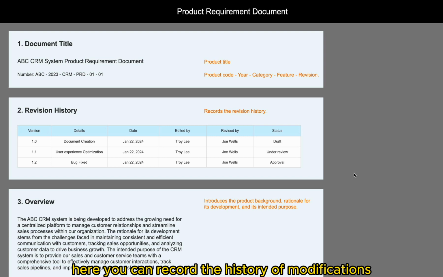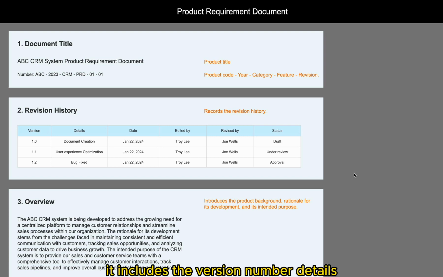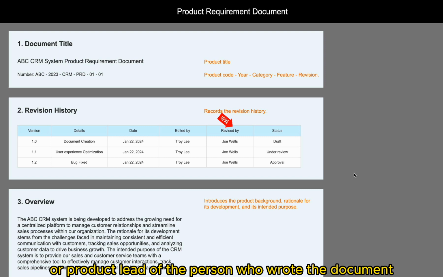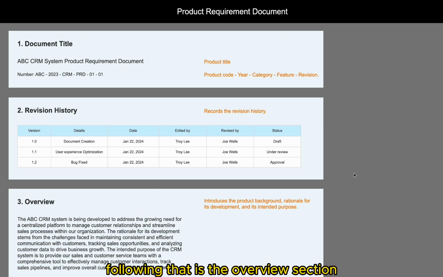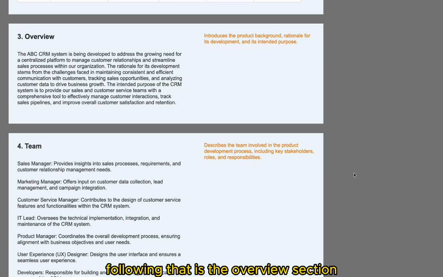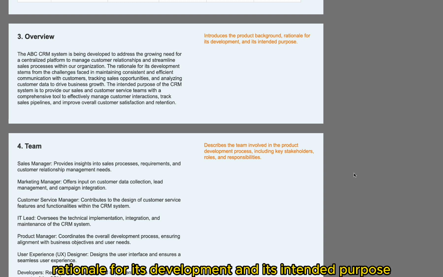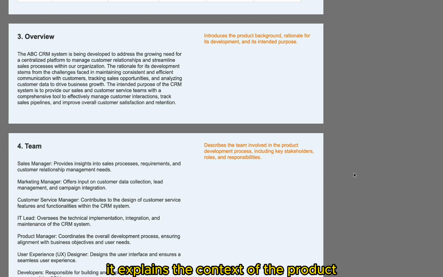Here, you can record the history of modifications. It includes the version number, details, date, edited by, revised by, and status. Generally, the reviewer is the supervisor or product lead of the person who wrote the document. Following that is the overview section. This section primarily introduces the product background, rationale for its development, and its intended purpose. It explains the context of the product.